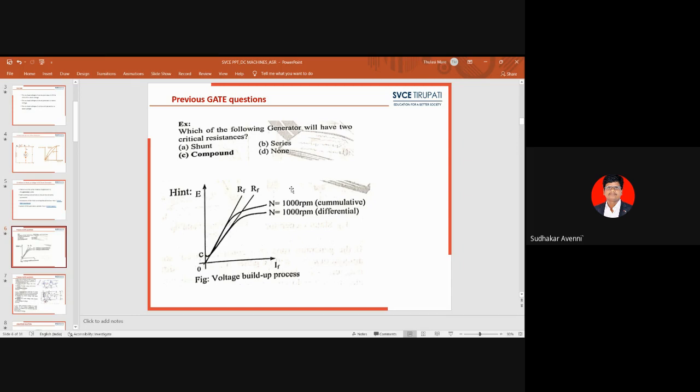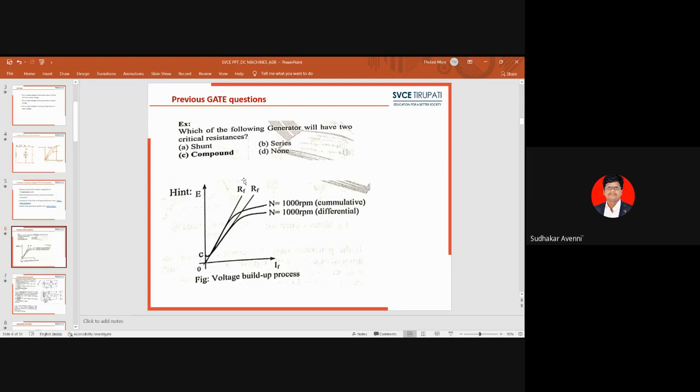Already we have discussed critical field resistance previously. Critical field resistance means, if it is a shunt generator, only the shunt field winding will be there, so for that there will be one critical field resistance. If it is a series generator, only the series field winding is there, so only one critical field resistance is there. So your question is, which of the following generators will have two critical resistances? Shunt generator, series generator, compound generator, D, none. Here the answer is compound generator.